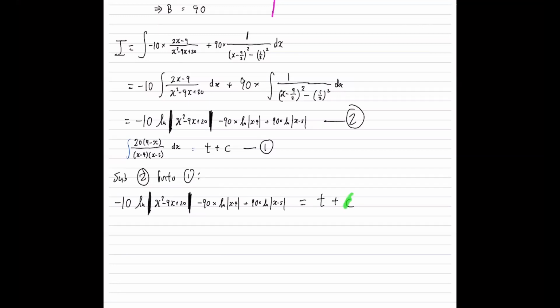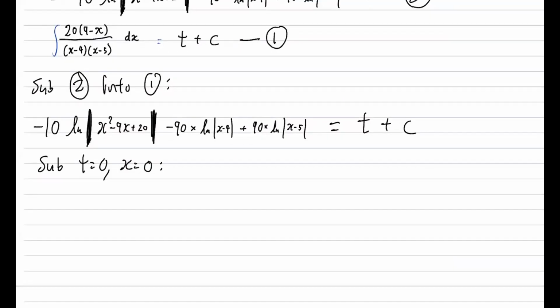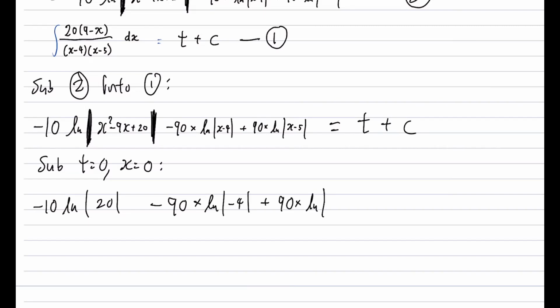Now there's still an unknown c. How do you solve for c? You need to replace with the initial condition. What is the initial condition? The 0, 0, that one. t equals 0, x equals 0. So now we substitute that in, we get negative 10 ln of 0 minus 0 plus 20, so 20, minus 90 times ln of modulus of 0 minus 4, plus 90 times ln of modulus of negative 5, equals t plus c. So, sorry, t equals 0.